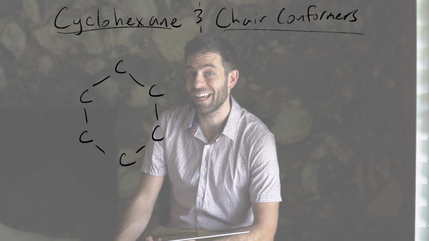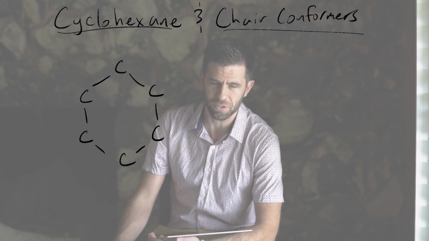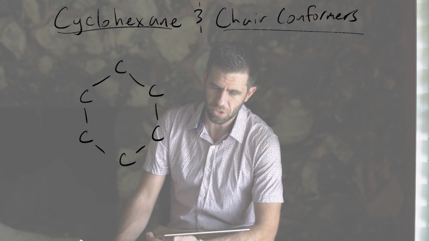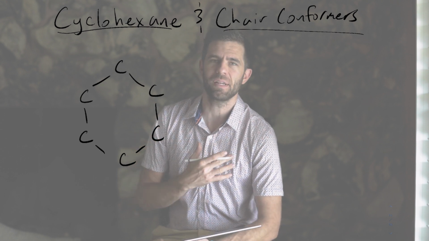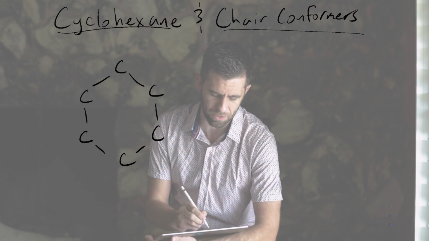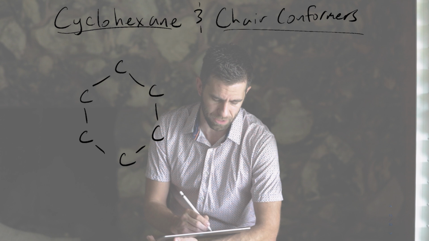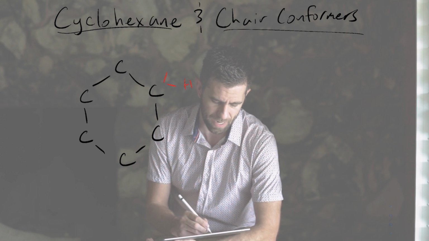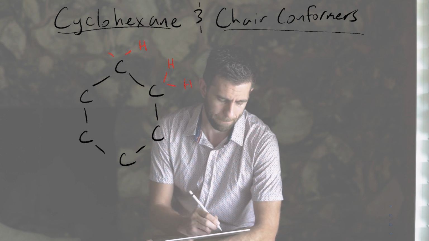Notice it says hexane. Hex means 6, right? So there's 6 carbons. And since it's just an ane ending, that means that these are just filled with hydrogens. There's nothing but hydrogens attached to each of these carbons.